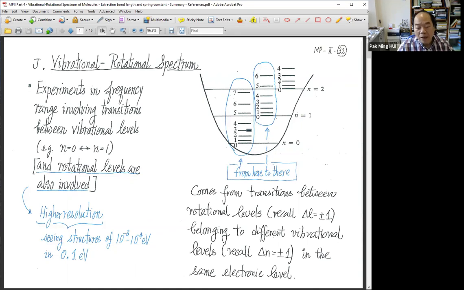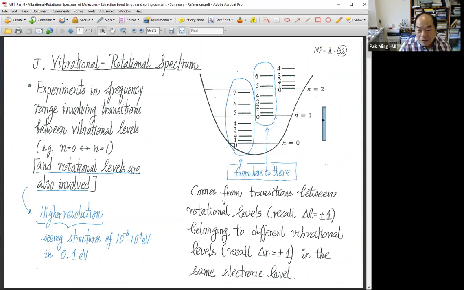All right. We also discussed the selection rules: delta L being plus minus 1, and delta n being plus minus 1. Now consider what happens if you have high resolution in infrared experiments. So basically, you are shining in light, this quanta of photon, h nu.